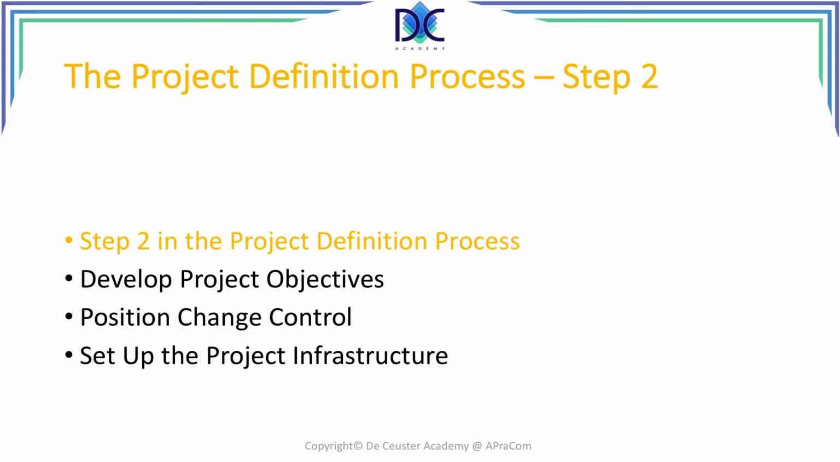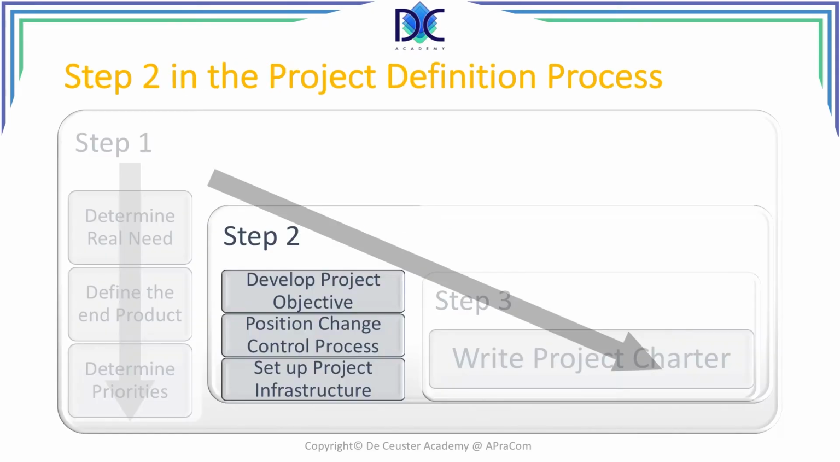In the previous session, we looked at the first step of the project definition process. In this session, we'll look into step 2. In this step, we will develop the project objectives, position the change control over the lifespan of the project, and set up the project infrastructure.